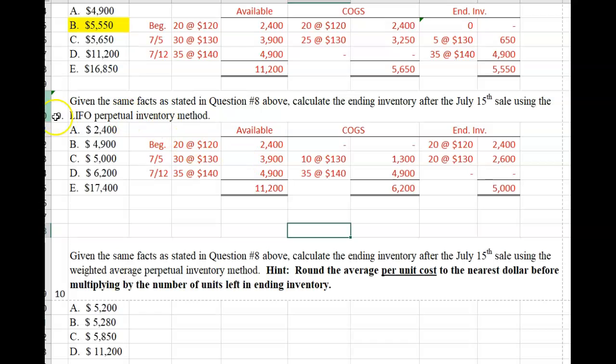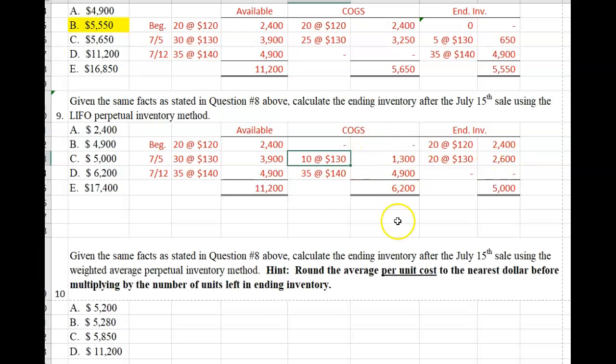We sold 45 units. So I need to take 10 more units out of the July 5th layer at a cost of $130. Gives cost of goods sold of $1,300. And if there were 30 units available in the July 5th layer, and we assigned the cost of 10 of them to cost of goods sold, then the cost of 20 of them has to be in ending inventory because they were not sold.